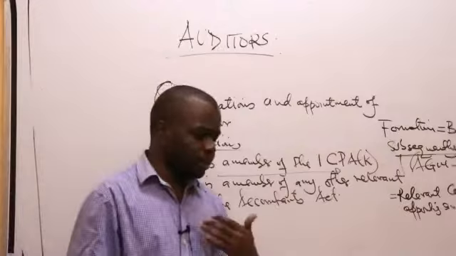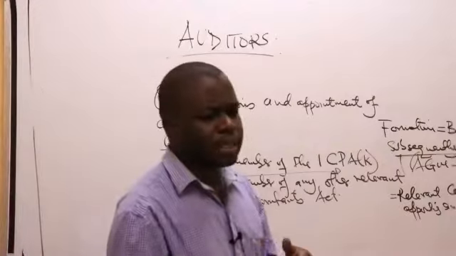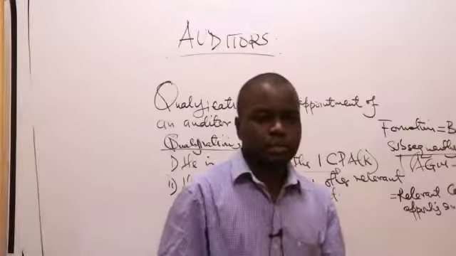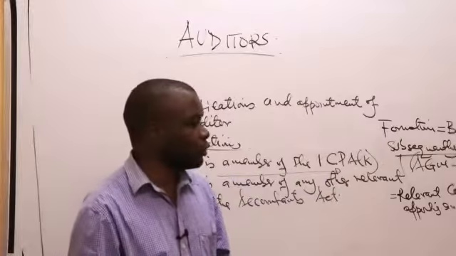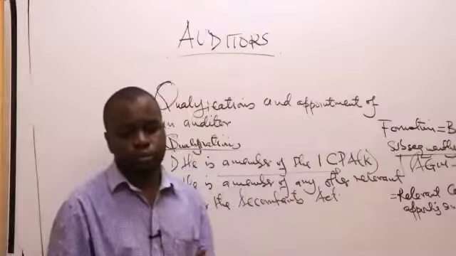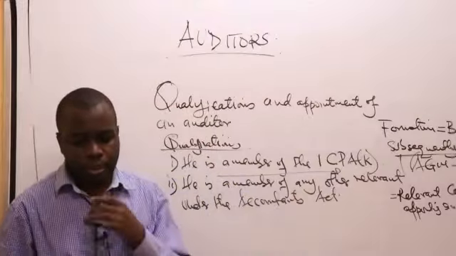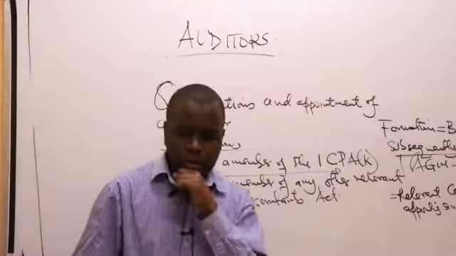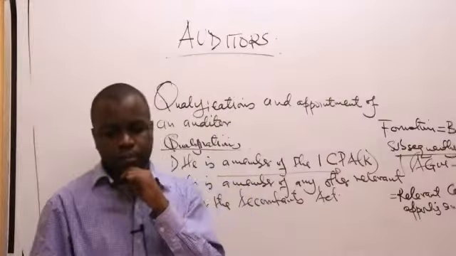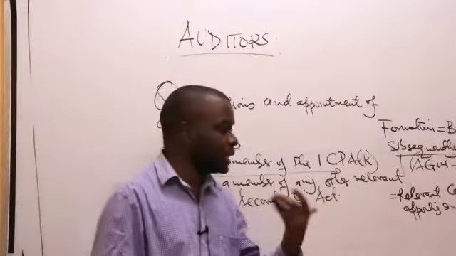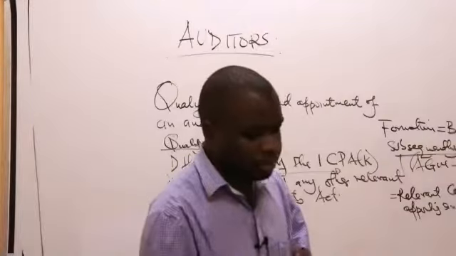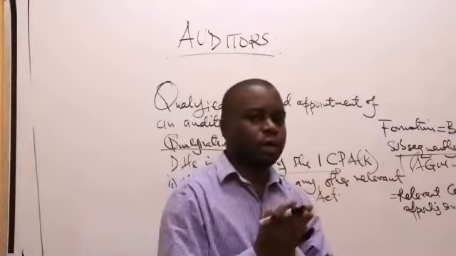Or maybe if the members feel that they're not comfortable with his work, so they decide that they'll pass a resolution for him not to be reappointed as the auditor of the company. So they decide to appoint another person. So those circumstances can make the auditor not to be reappointed.